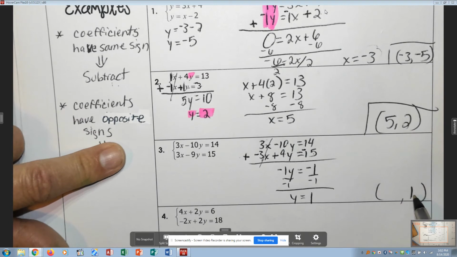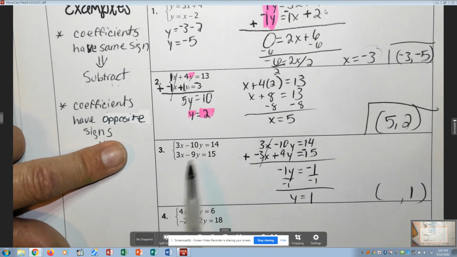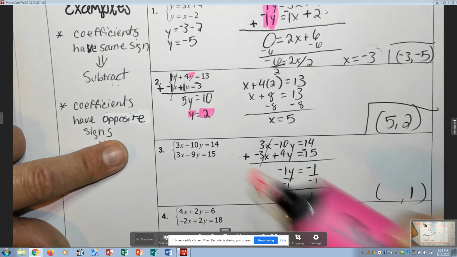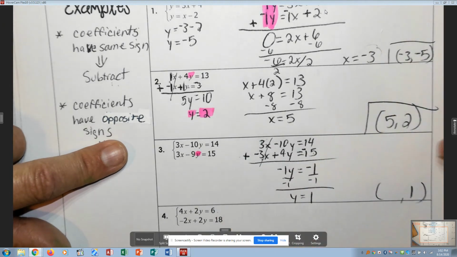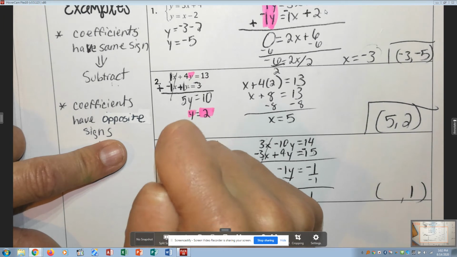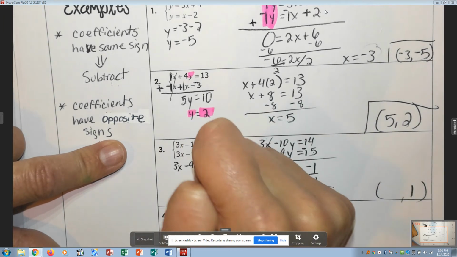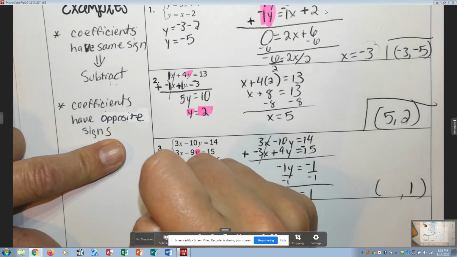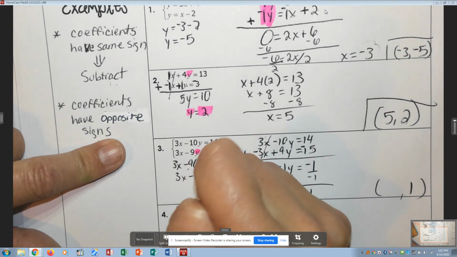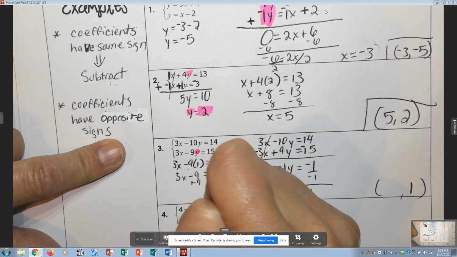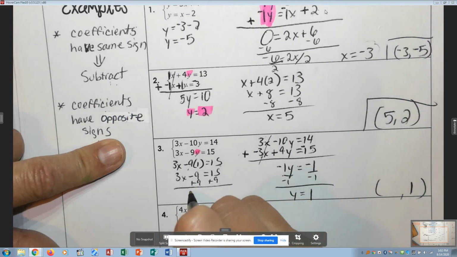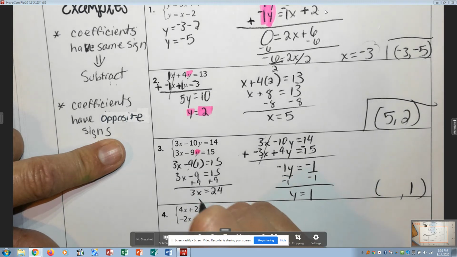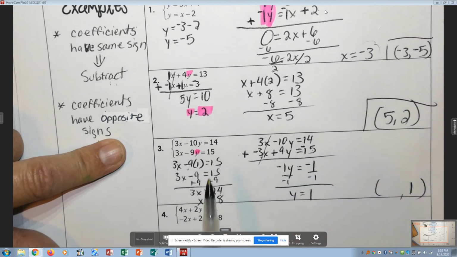Let's plug it in for one of my variables. How about this one right here? So it's a positive 1. So 3x minus 9 times 1 equals 15. I'm going to add 9 to both sides, because 3x minus 9 equals 15. So you add 9. So 3x equals 24. Divide by 3. X equals 8. Let's see if it works.